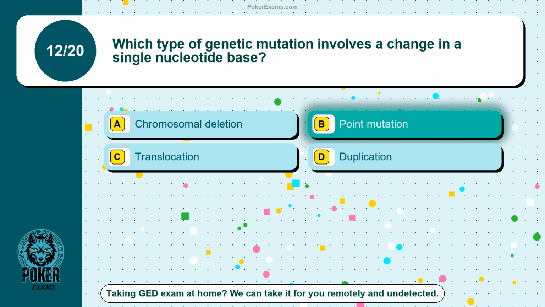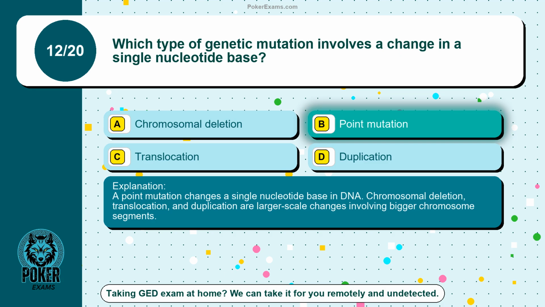The correct answer is option B. Point mutation. A point mutation changes a single nucleotide base in DNA. Chromosomal deletion, translocation, and duplication are larger-scale changes involving bigger chromosome segments.